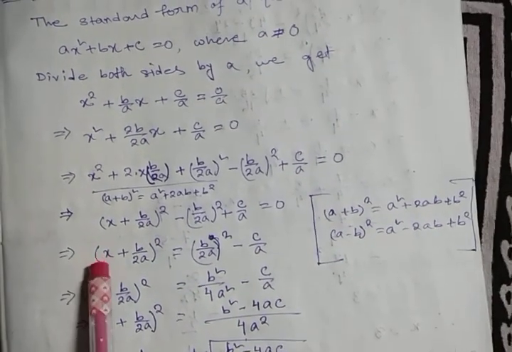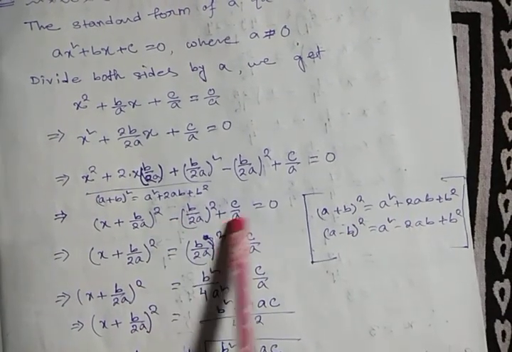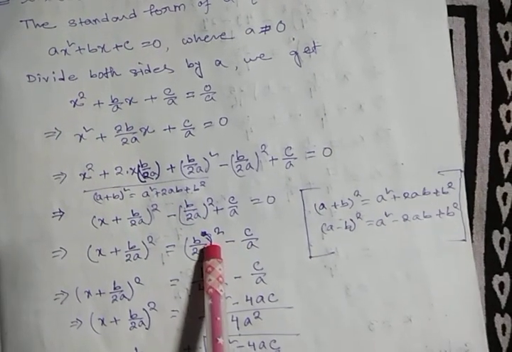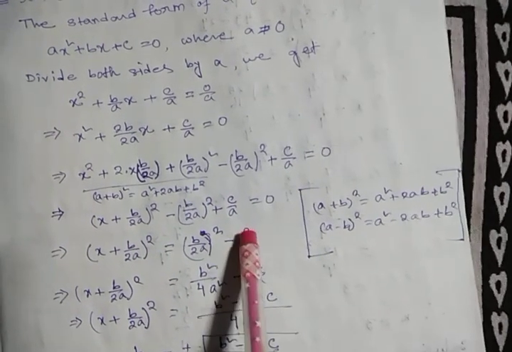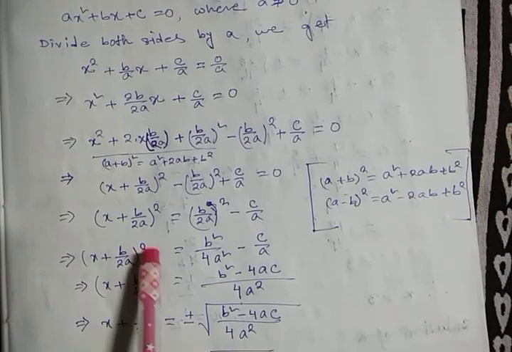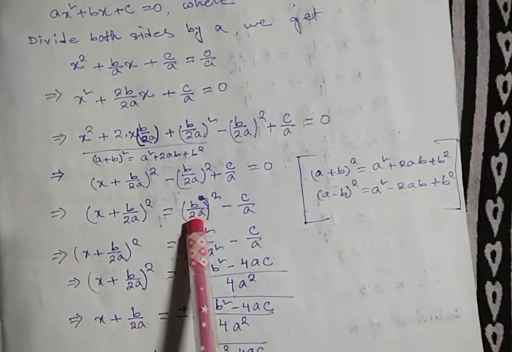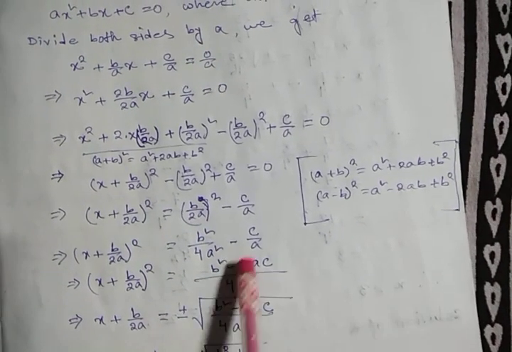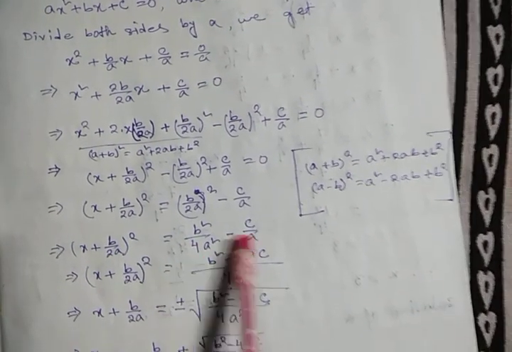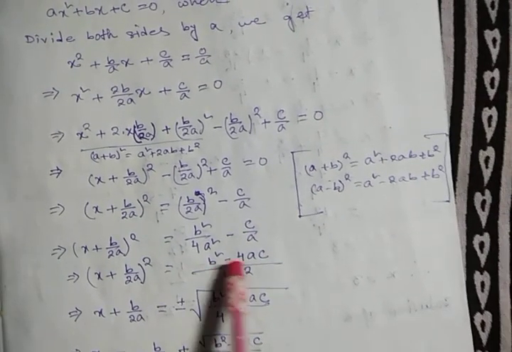This implies x plus b by 2a whole square, and now we can take these two terms to the right side. So minus b by 2a whole square will come as plus b by 2a whole square, and plus c by a will become minus c by a. Now x plus b by 2a whole square is equal to b square by 4a square, if we take the square of b by 2a, minus c by a. We can take the LCM, 4a square and a. So 4a square will be the LCM. So it will become b square minus 4ac.